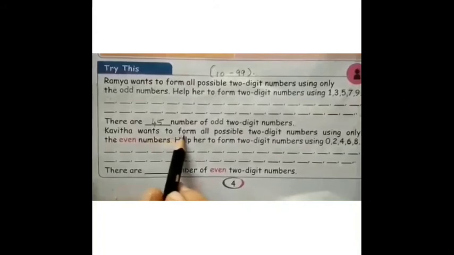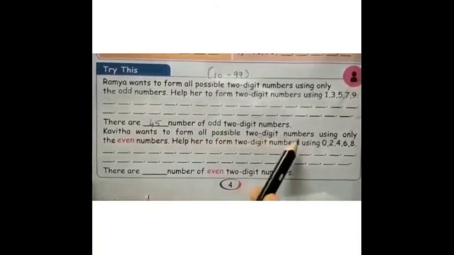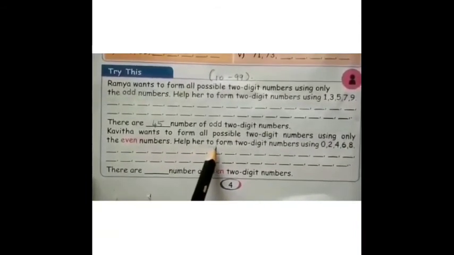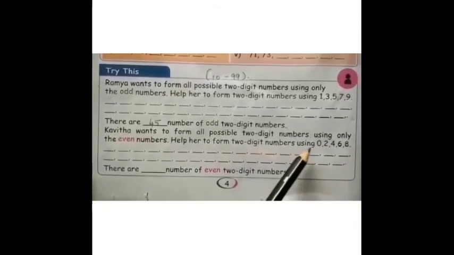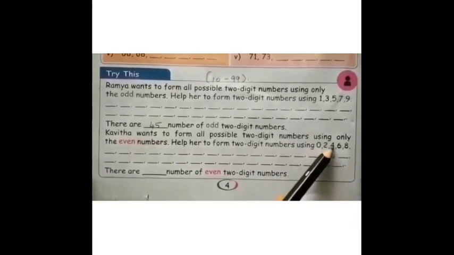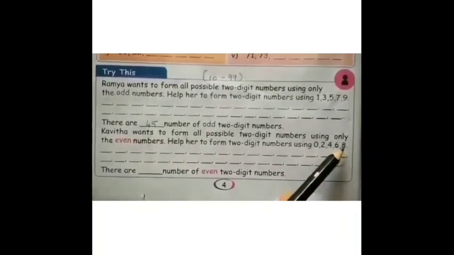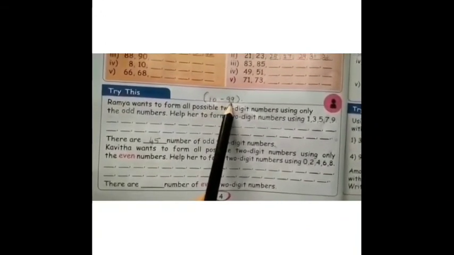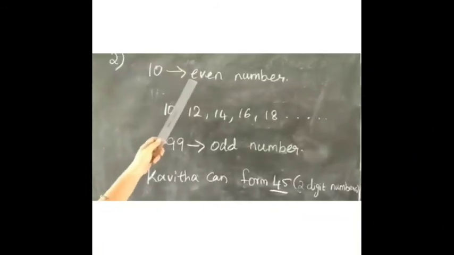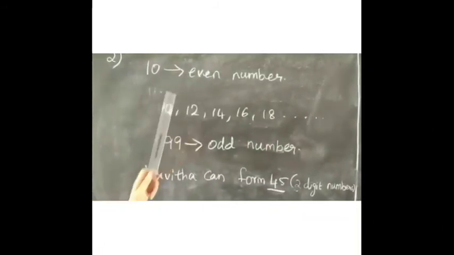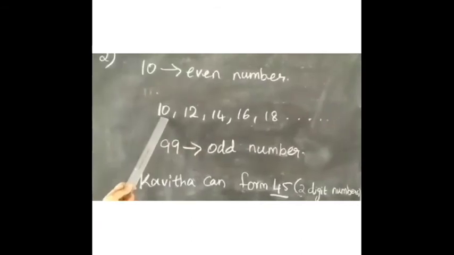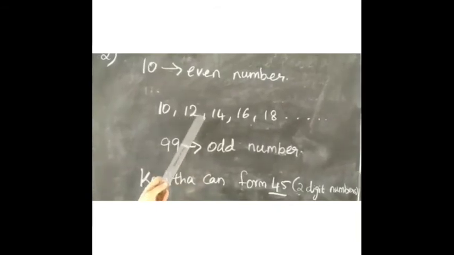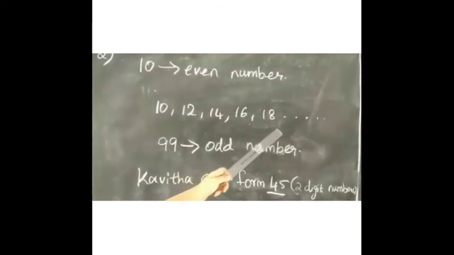Kavita wants to form all possible 2-digit numbers using only the even numbers. Help her to form 2-digit numbers using 0, 2, 4, 6, 8. 2-digit number starts from 10 to 99. 10 is an even number. So let us start from 10 and write the numbers alternatively. 10, 12, 14, 16, 18 and so on.